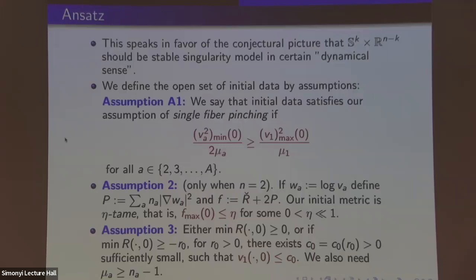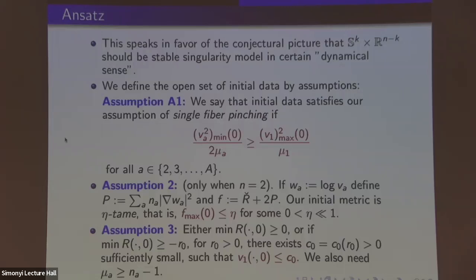Assumption 2 we need only when we work with a two-dimensional base. Here I introduce this quantity P, which is the sum of the norm of the gradient of v_a squared, a quantity defined in terms of the gradients of the warping functions. Then F is R check plus 2P. What is this R check? It is the scalar curvature of the base. When the base is two-dimensional, the whole curvature is controlled by the scalar curvature.